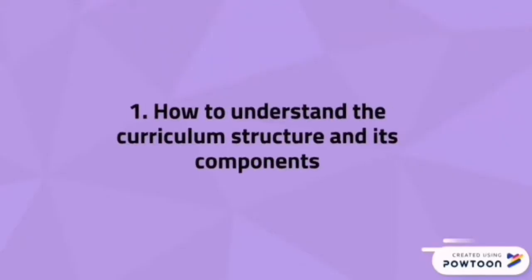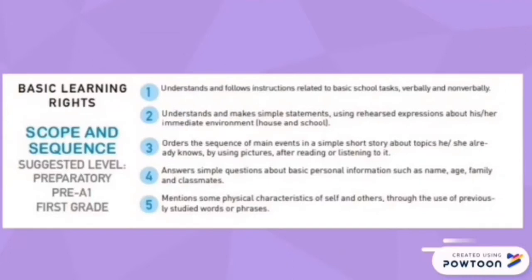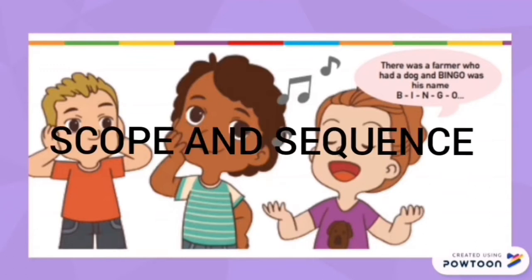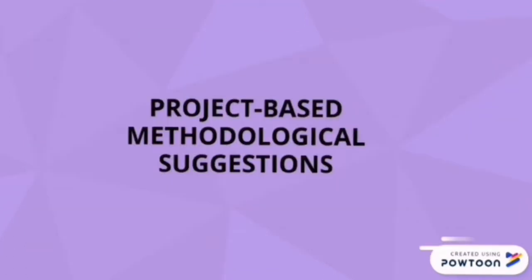The first part is called How to Understand the Curricular Structure and its Components. This section presents instruction for transition and primary teachers. The structure has been organized by chapters based on the age and grade of the cycle they address. The reader will find three core elements: scope and sequence, suggested syllabus, and methodological and assessment suggestions.